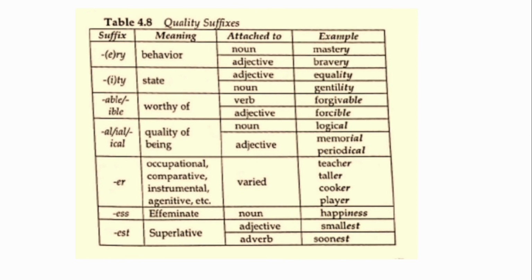Jadi, kategori suffixes ini terbagi menjadi dua. Yang pertama yaitu quality suffixes. Seperti yang bisa dilihat dalam tabel contoh. Contohnya itu seperti suffix able dalam kata forgivable, suffix er dalam kata teacher, taller, cooker, player, and so forth.